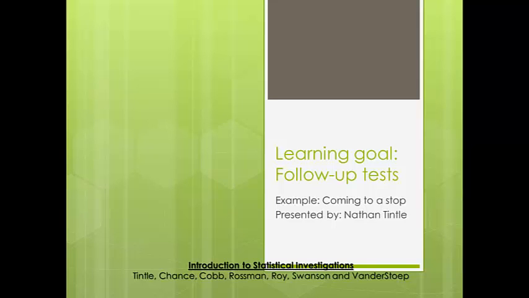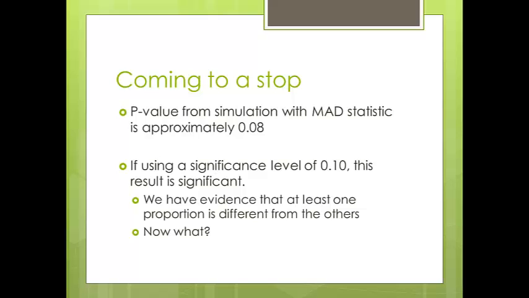In this Learning Goal video, we will talk about how to do follow-up tests after you've done an overall test using the MAD statistic. We will use the Coming to a Stop dataset to talk about this learning goal. The p-value from simulation using a MAD statistic for this dataset is approximately 0.08. If you used a more liberal significance level of 0.1, this result would be considered significant.